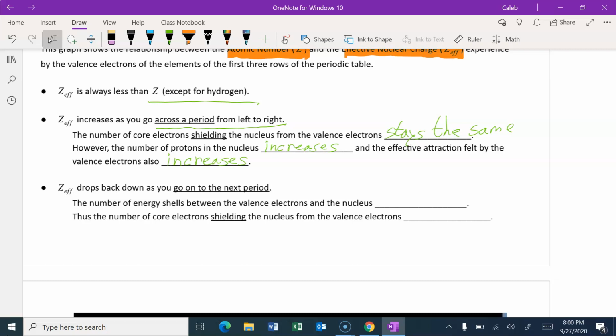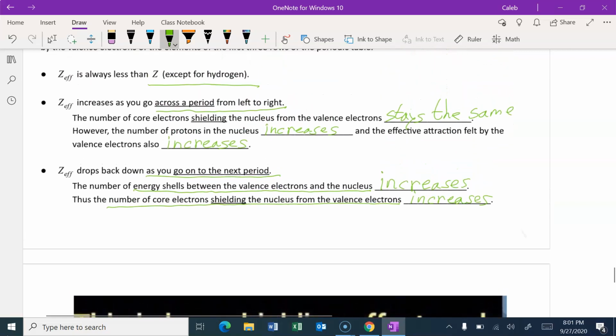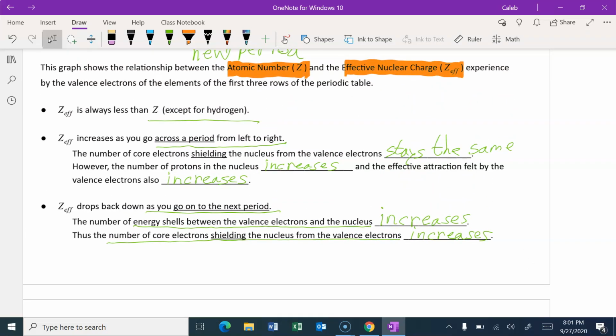Z effective drops back down as you go to the next period. Remember, that means we're going to a new energy level. The number of energy shells between the valence electrons and the nucleus increases. That's why, thus, the number of core electrons shielding the nucleus from the valence electrons increases. So shielding increases only when you get a new energy level.